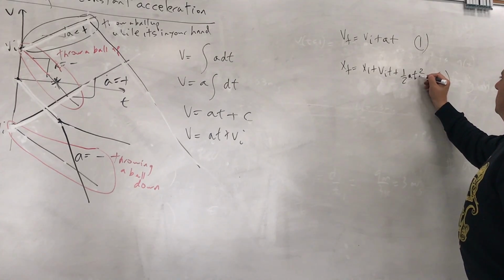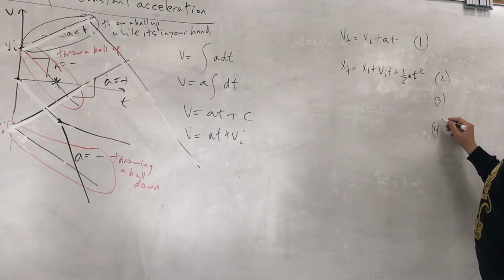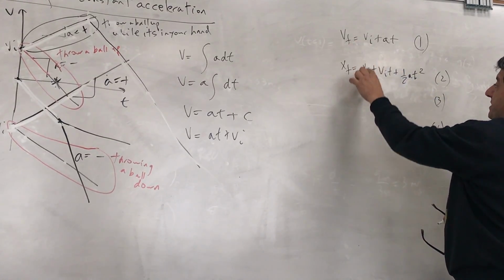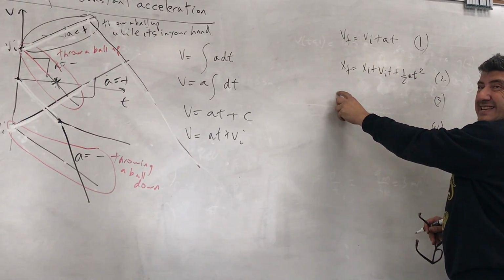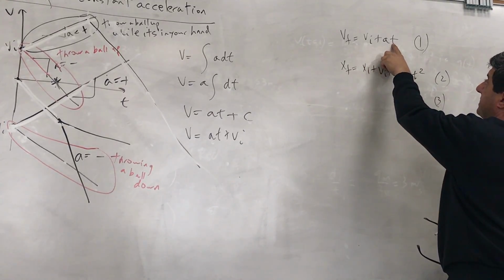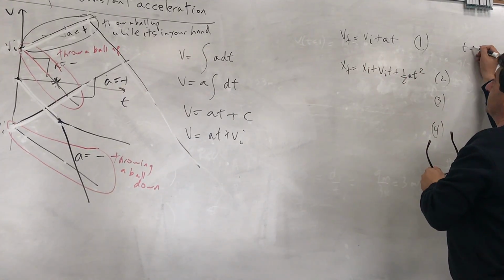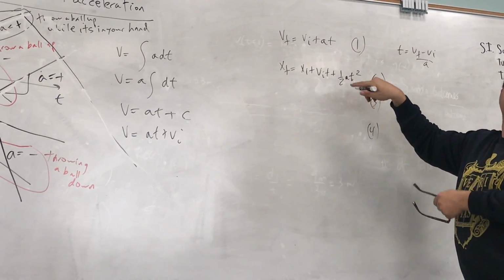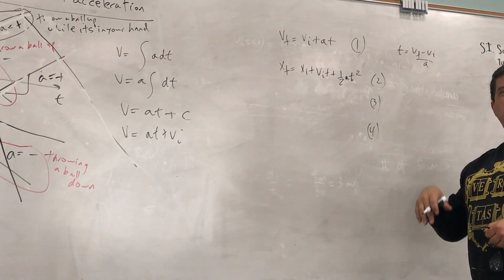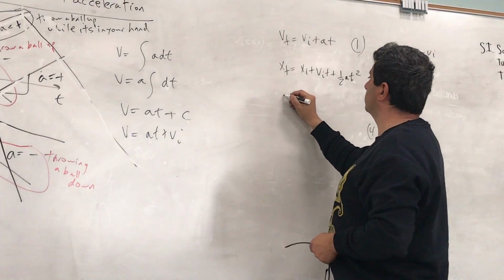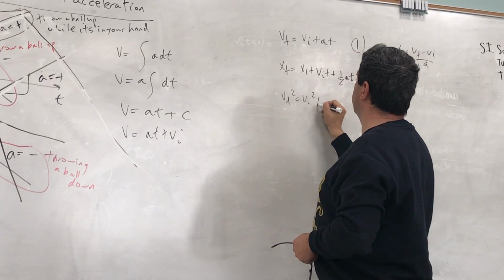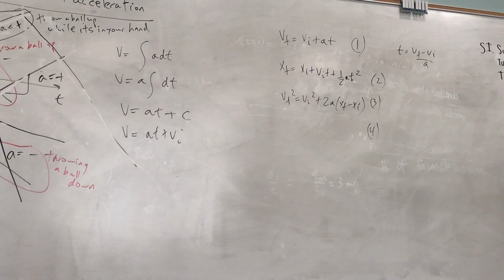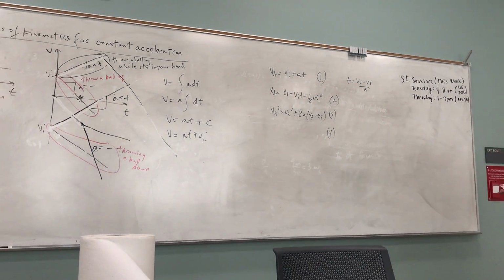Half at squared. Now to get the third and fourth equations, these two equations are the most often used ones. But if I want another equation where the t is eliminated, I can take this, substitute for t, and then factor it in here and here and get rid of t. This gives you the less often used equation: V final squared is V initial squared plus 2a times x final minus x initial. So I've gotten rid of the variable t, okay?